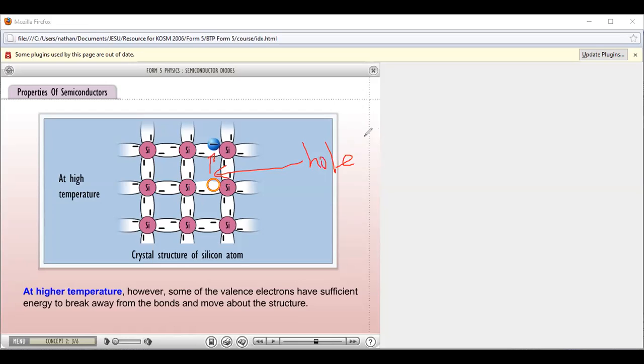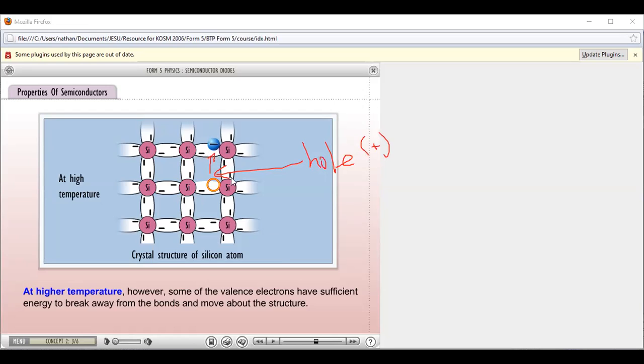Now sometimes they say positive hole, because this one is lack of electron. But sometimes just say hole also. So the electron left and then creating a vacancy, we call it a hole.